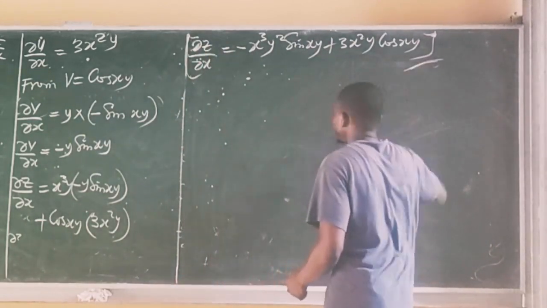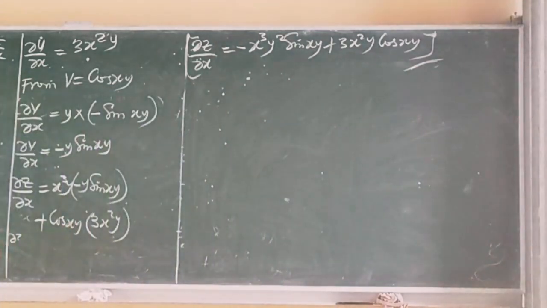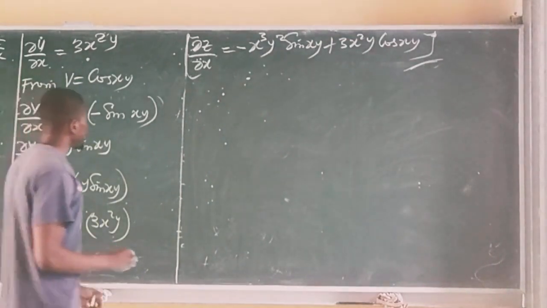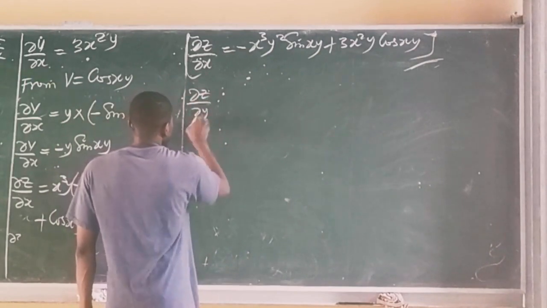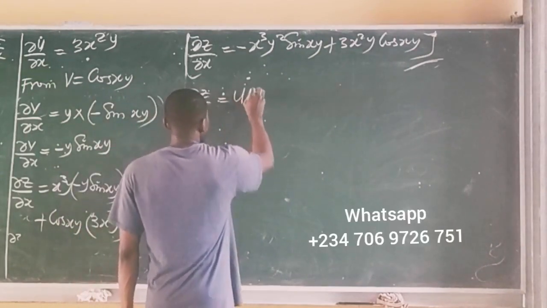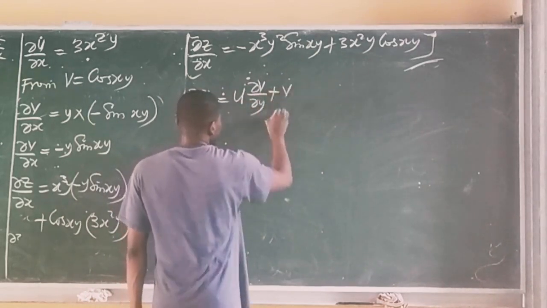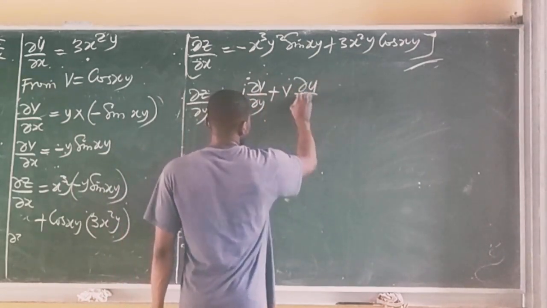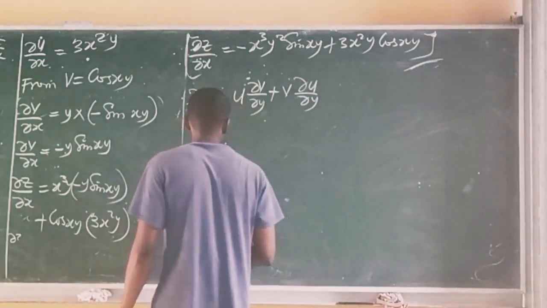Next question says we should find the partial derivative of z with respect to y. Alright, so same thing, partial z, partial y is simply keep u constant, differentiate v with respect to y, plus keep v constant, differentiate u with respect to y. That's the product rule.